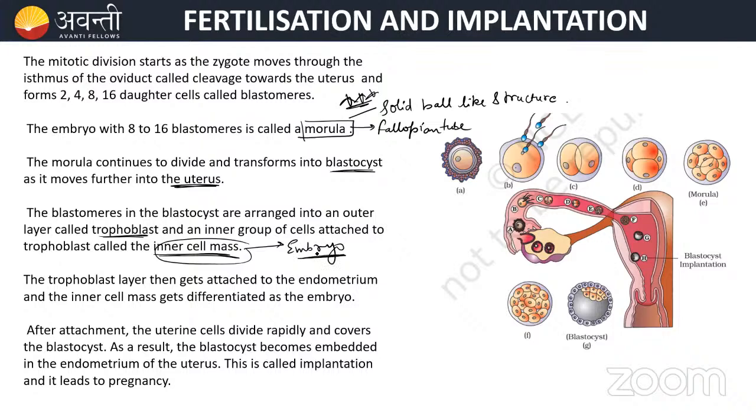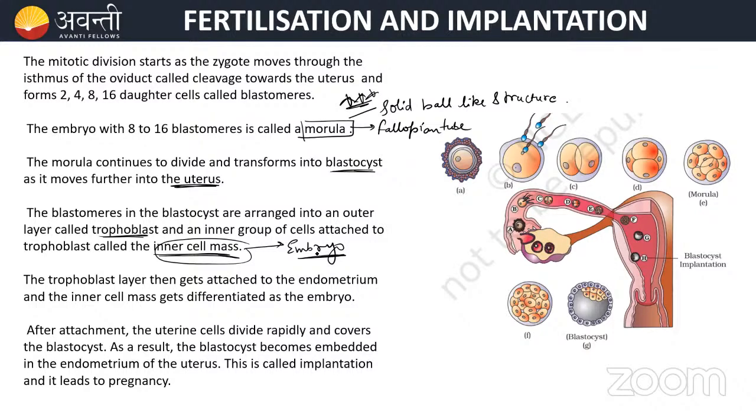Trophoblast is only involved in producing the hormone and in the placenta formation. Remember this very, very important point, students, that the trophoblast is not involved in the organ formation of the embryo. It is the inner cell mass which contributes, because the inner cell mass has the totipotent cells. It has the stem cells, not the trophoblast cells.